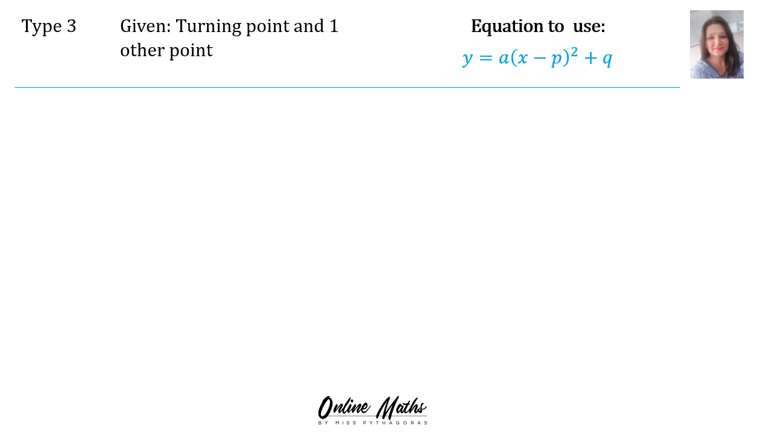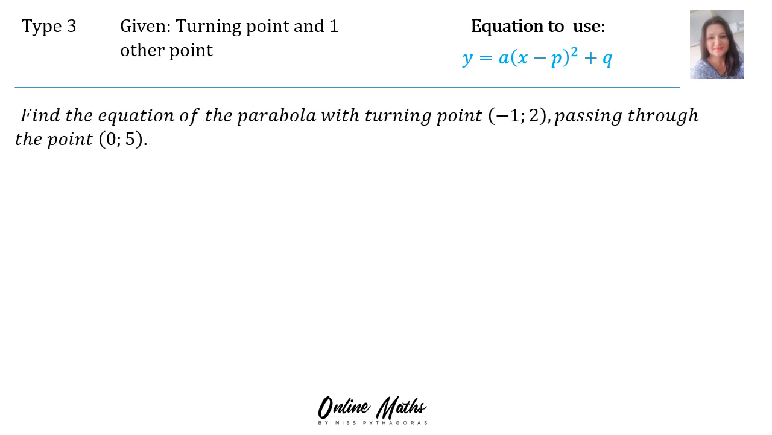This one is familiar. y = a(x - p)² + q. Again, the equation is not on the formula sheet. You must learn this. Let's do an example. Find the equation of the parabola with turning point (-1, 2), passing through the point (0, 5).